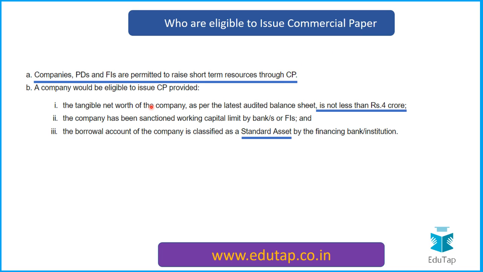And a company would be eligible to issue CP, that is commercial paper, only if these conditions are met. First is that the tangible net worth of the company should at least be 4 crores, right? And the borrowing account, or the bank account of the company which is used to borrow money, should not be tagged as an NPA. It should be a standard asset. This is very important. If that account is tagged as an NPA, then the company is not eligible to issue commercial papers, right?